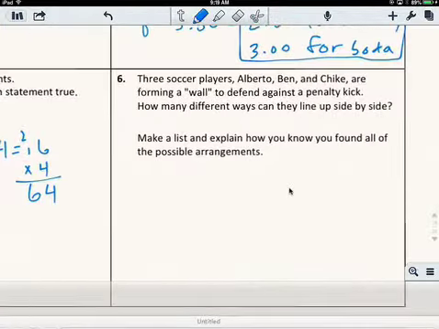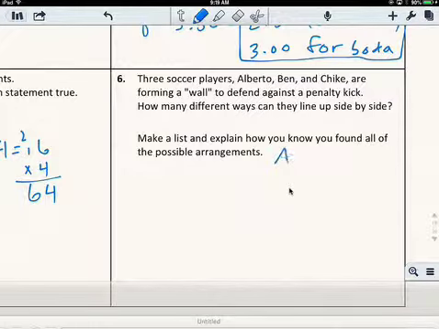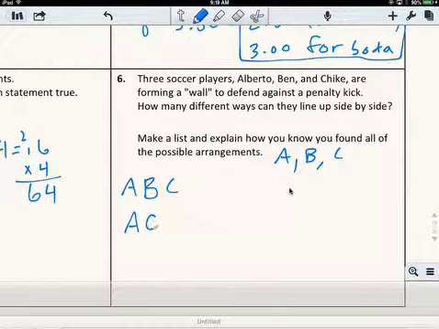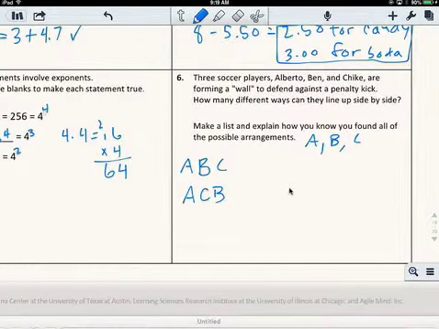Okay, 3 soccer players, Alberto, Ben, and Chike, are forming a wall to defend against a penalty kick. How many different ways can they line up side by side? So I'm going to use some abbreviations for A, B, and C. And so if they're lining up, there are some situations where Alberto will be on the left, and that's going to be a situation where it's A, B, C. But it could also be A, C, B. So I think those are the 2 possibilities. There's no other way you could have Alberto on the left.